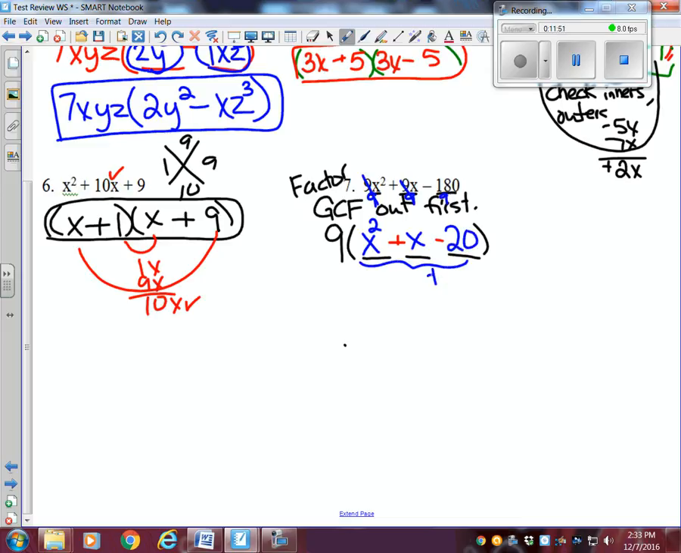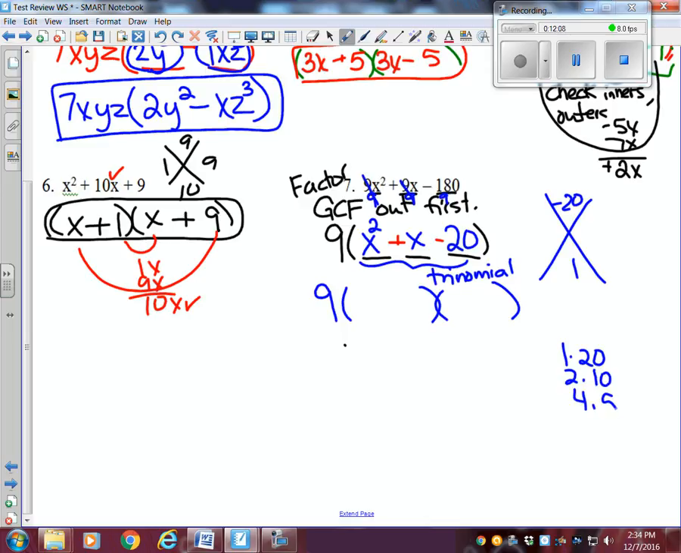Now, this trinomial can be factored again. So 9 in the front, 2 sets of parentheses. What multiplies to give negative 20 that's going to add to be positive 1? There's a lot of factors of 20. 1 times 20, 2 times 10, 4 times 5, and I think that's it. When the last term is negative, I'm actually mentally subtracting. So 5 and 4 are the numbers I want.